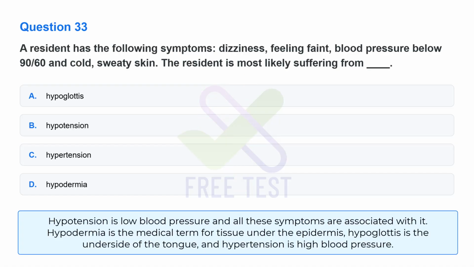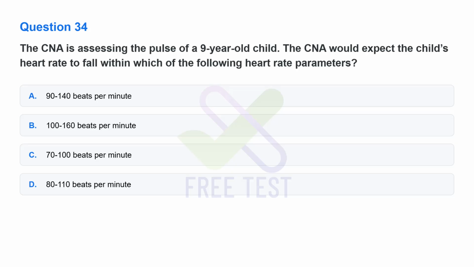The correct answer is B. Hypotension. Hypotension is low blood pressure and all these symptoms are associated with it. Hypodermia is the medical term for tissue under the epidermis, hypoglottis is the underside of the tongue, and hypertension is high blood pressure.